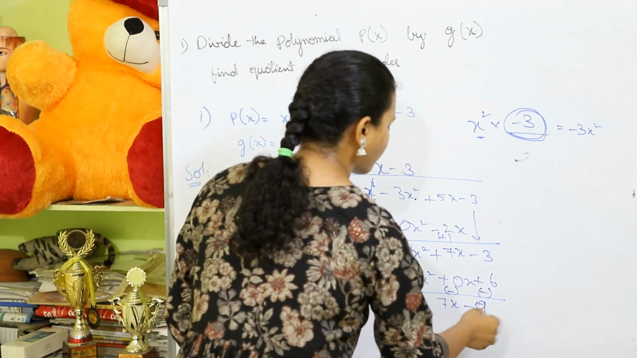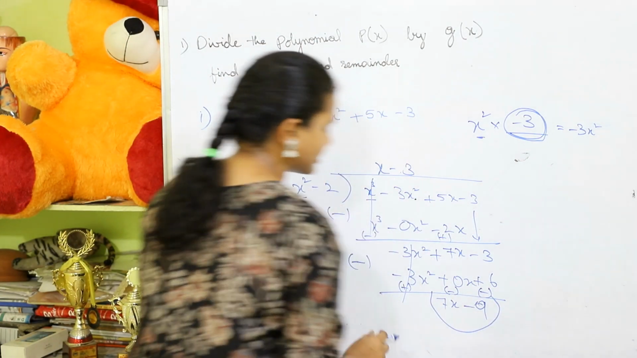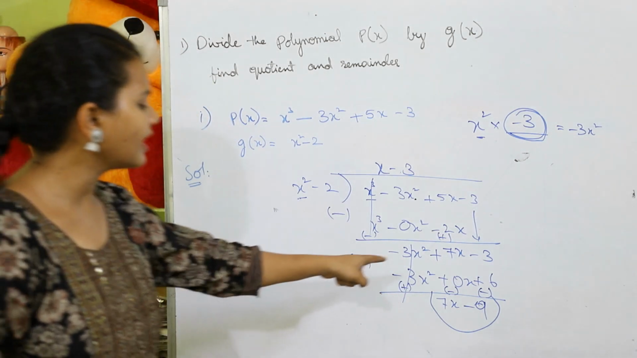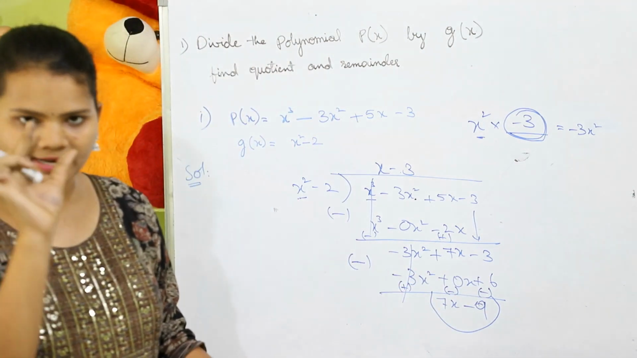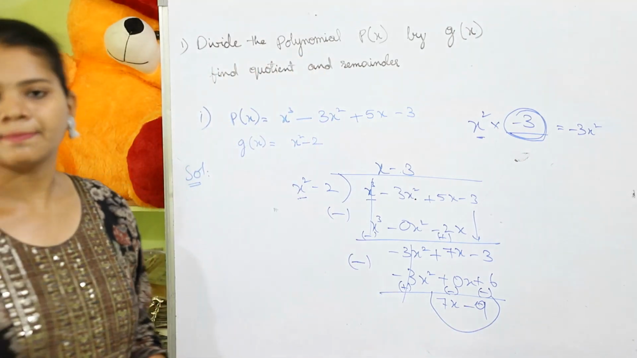Okay, so here you go. You don't have any value. We are done with everything, right? So then 7x minus 9 will be the remainder. Clear? 7x minus 9 will be the remainder. Here I have placed minus because both the numbers have minus symbols, so that's why I have placed minus. So 7x minus 9 will be the remainder for this given question.